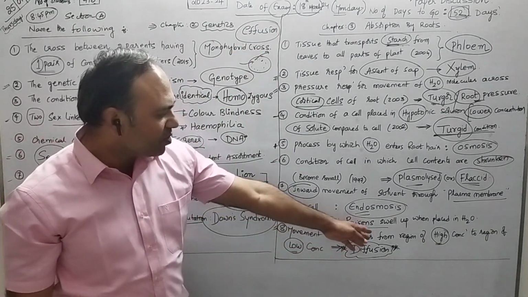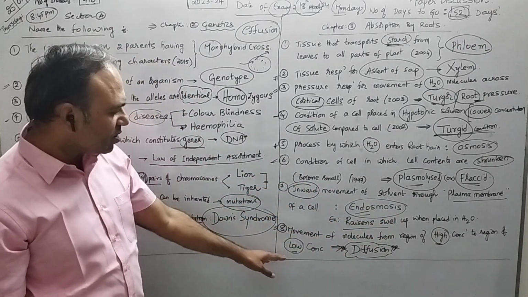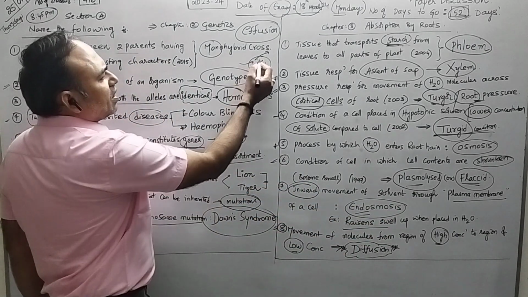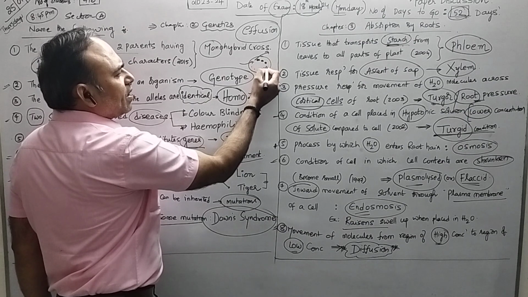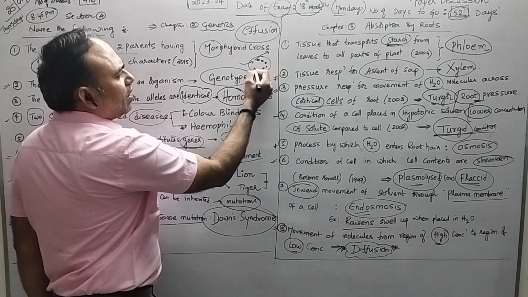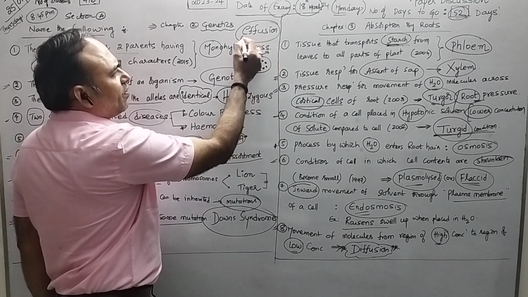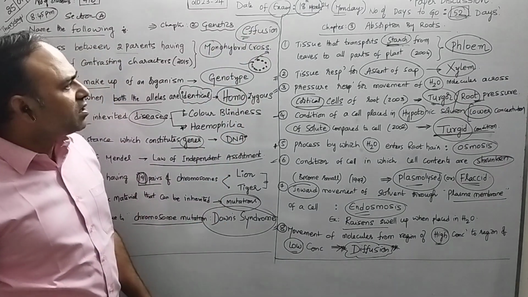So movement of molecules from the region of high concentration to low concentration, but if they come through small pores like in a gas stove, then you call it effusion. Hope you have understood this.